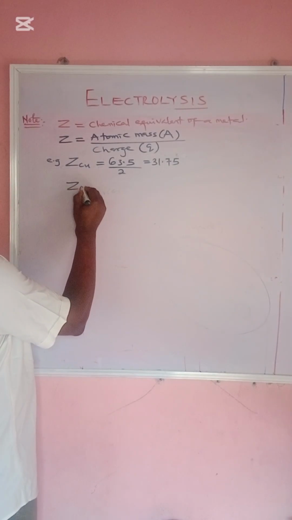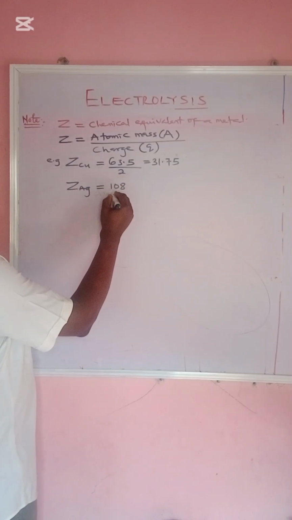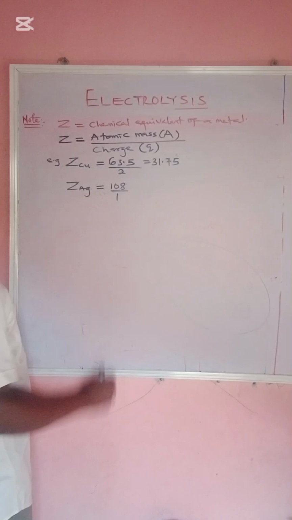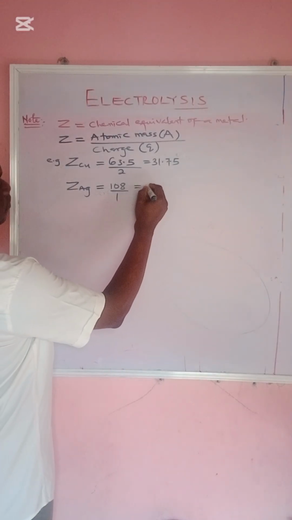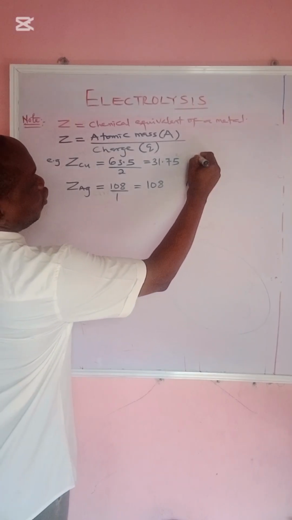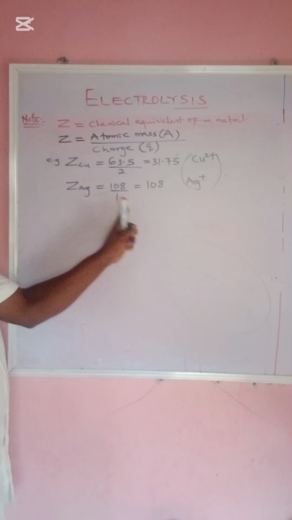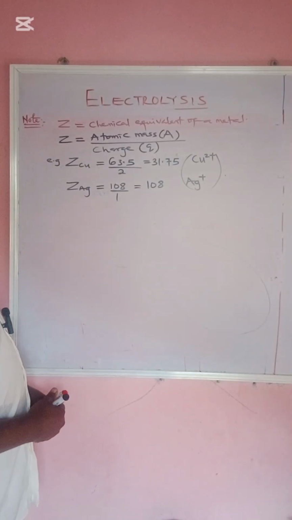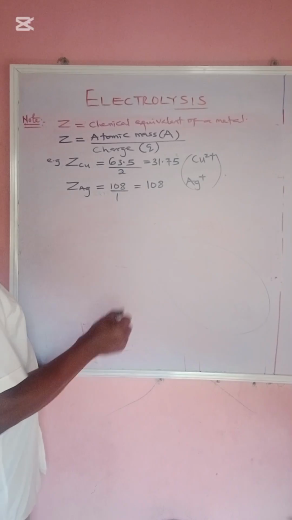Let's see for silver. Silver is 108, divided by the charge of silver, which is 1. So that's what we have, 108. Remember, silver is plus 1, while copper is 2 plus. Take note of that. That's how to calculate the chemical equivalent of a metal.